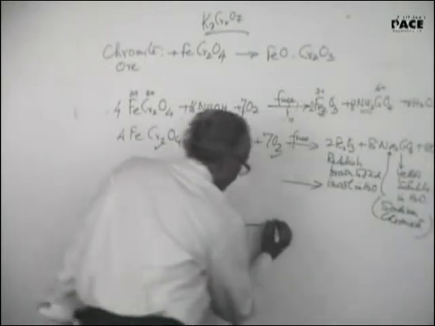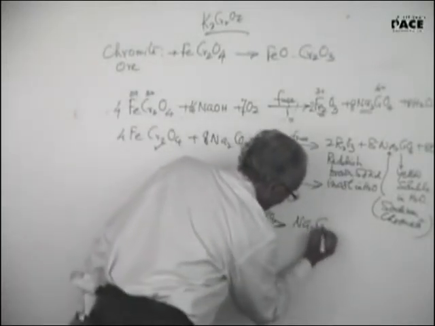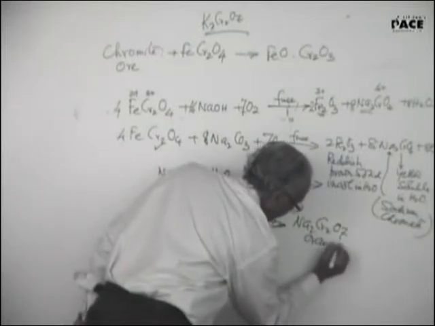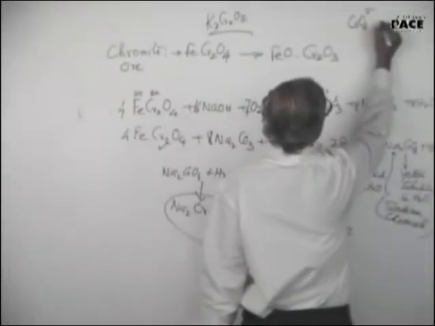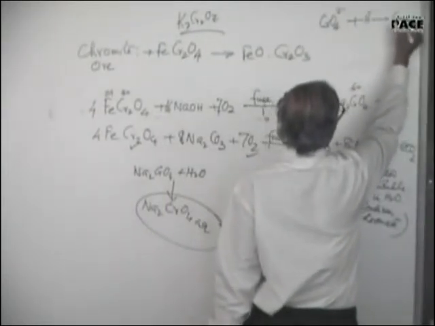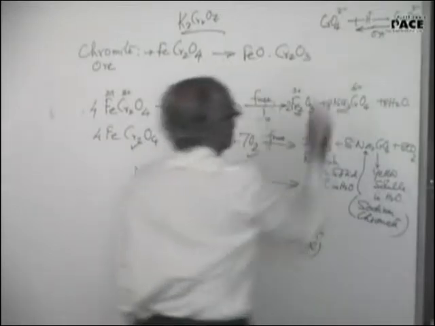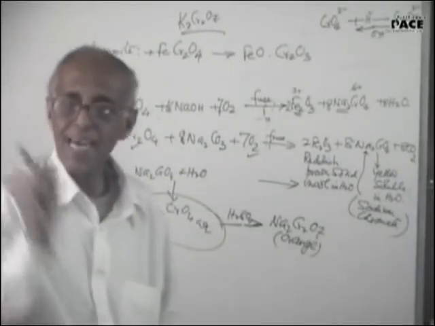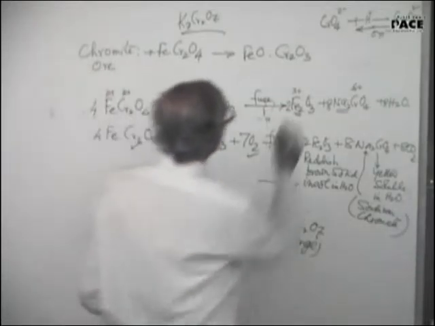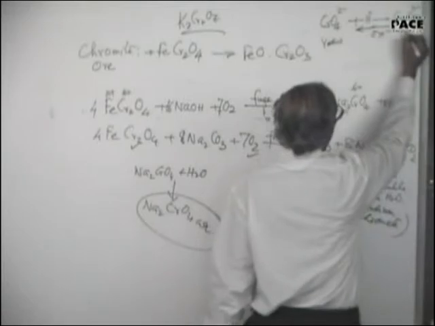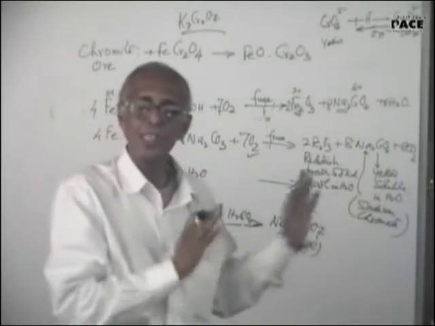I add sulfuric acid. Sodium chromate changes to sodium dichromate and becomes orange. So remember, chromate plus acid gives me dichromate, and dichromate in alkali comes to chromate. So chromate in acid converts into dichromate, and dichromate in alkali converts into chromate. So yellow, that is orange. Do you understand now? Chromate in acid changes into dichromate. Dichromate in strong alkali changes to chromate.